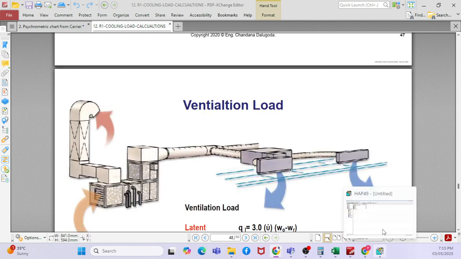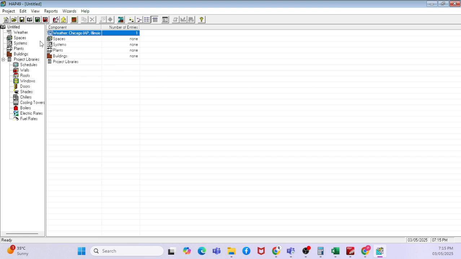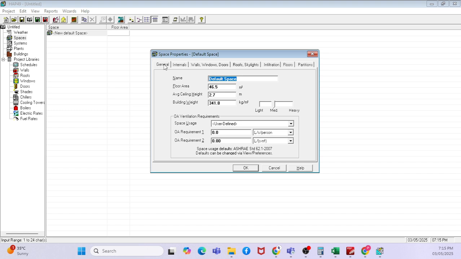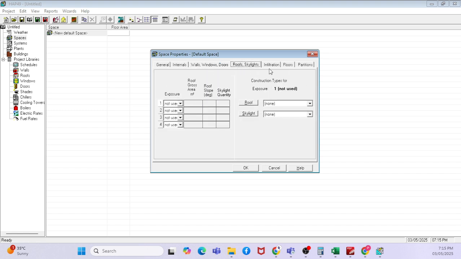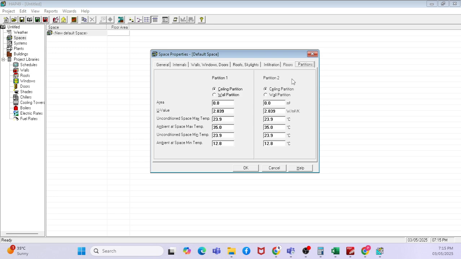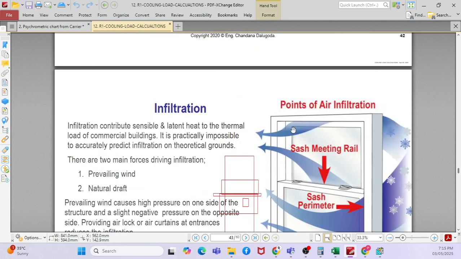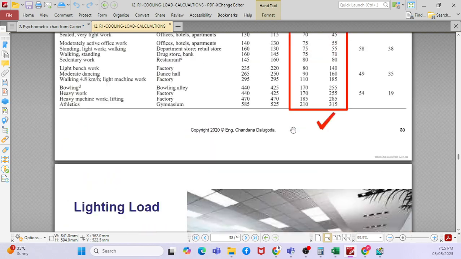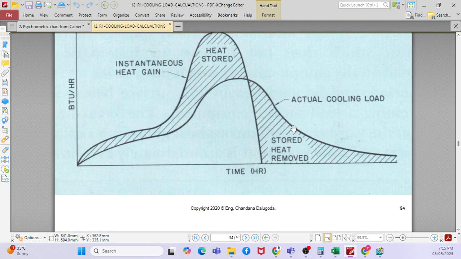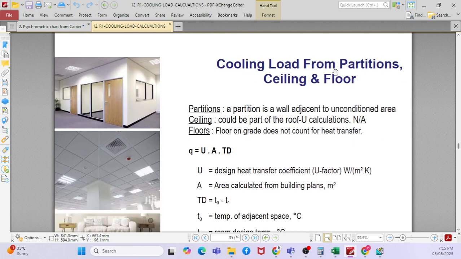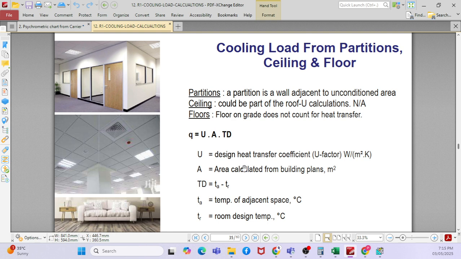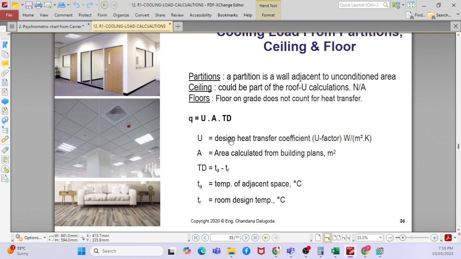When you go to your HAP thermal load calculation, you can see there are weather properties, based on the ASHRAE climatic condition, and then the space. When you go to the space, you have general, internal, walls, roof, infiltration, floor, and partition, right? Now I am going just above. Say, for example, this is the cooling load from partition, right? So what is the equation? U A delta T, correct? Temperature difference.